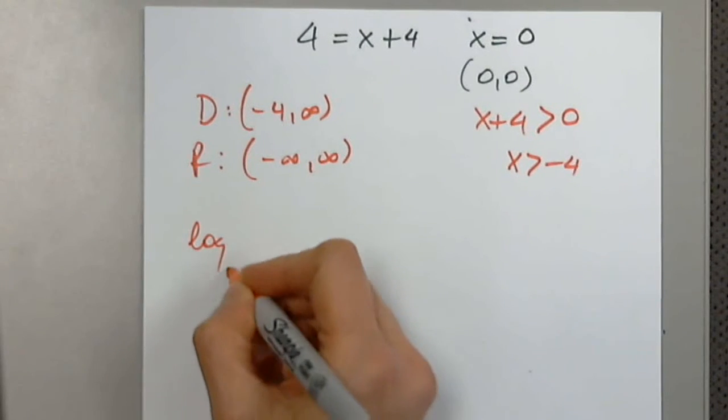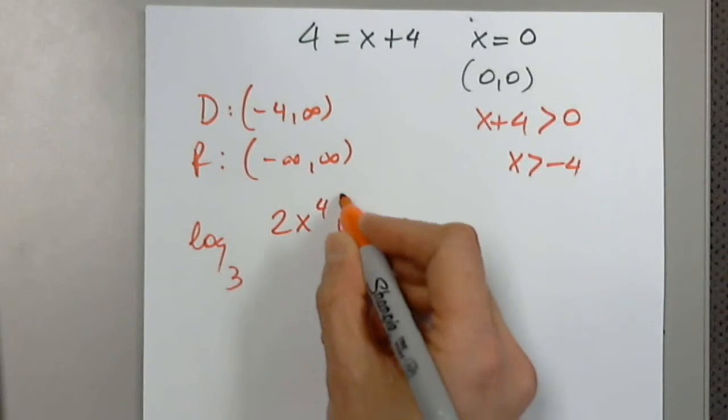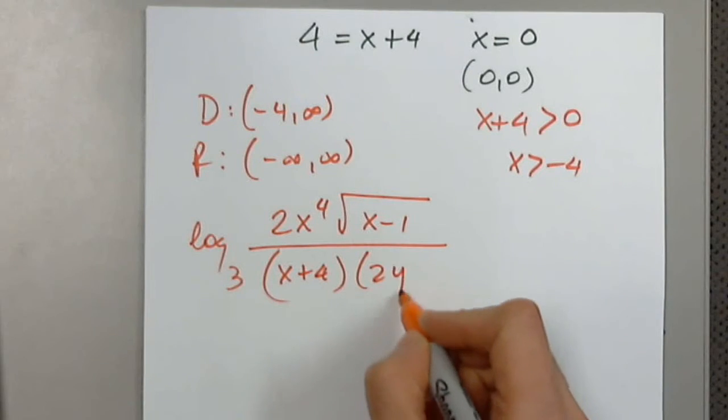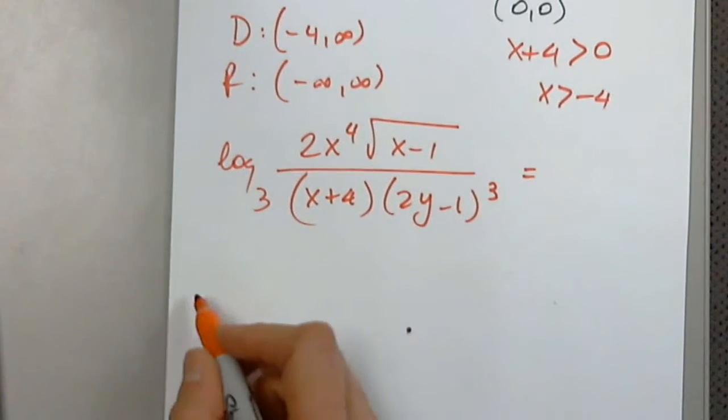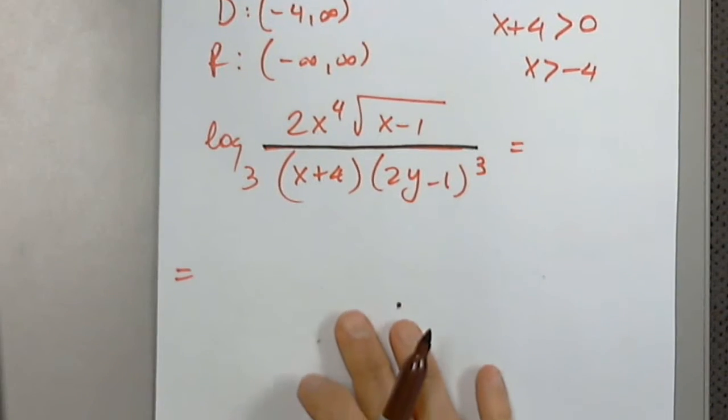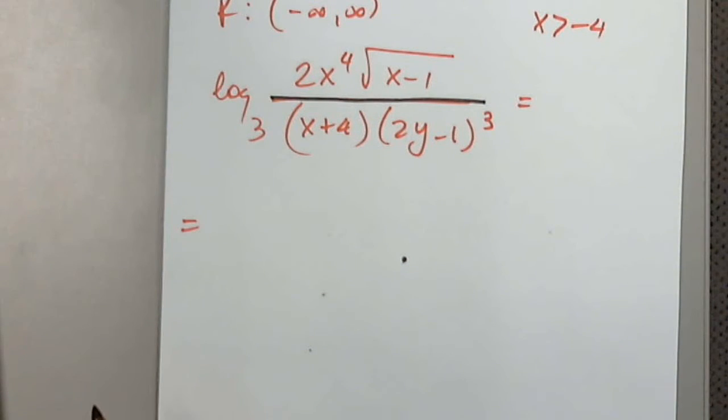Very good. So log base 3 of 2x to the 4th, the square root of x minus 1, over x plus 4 times 2y minus 1 to the 3rd. Okay. Where do we start? We're asked to expand using the properties of log. Where is the starting point? You start with this square root. Yes, which one? I have three properties. Indeed. The starting point is the division. Perfect. So how do I express this?